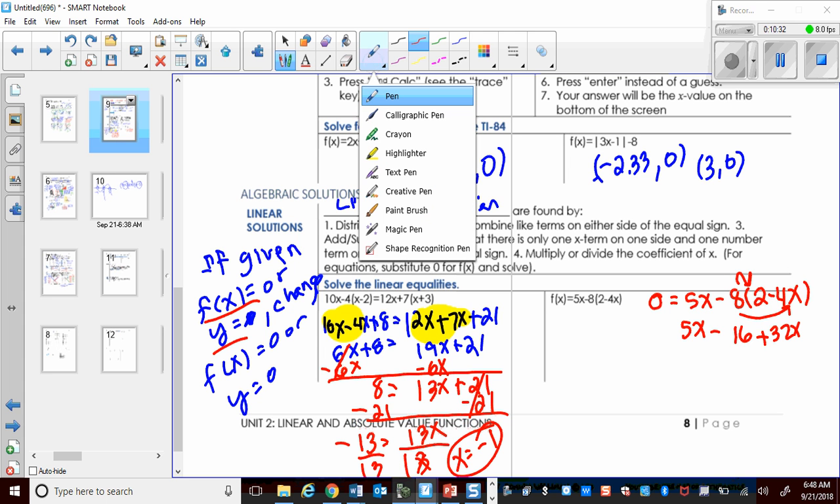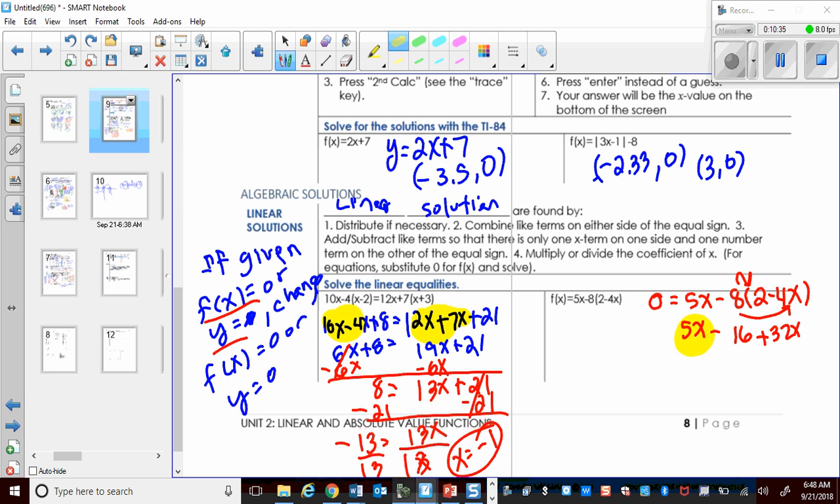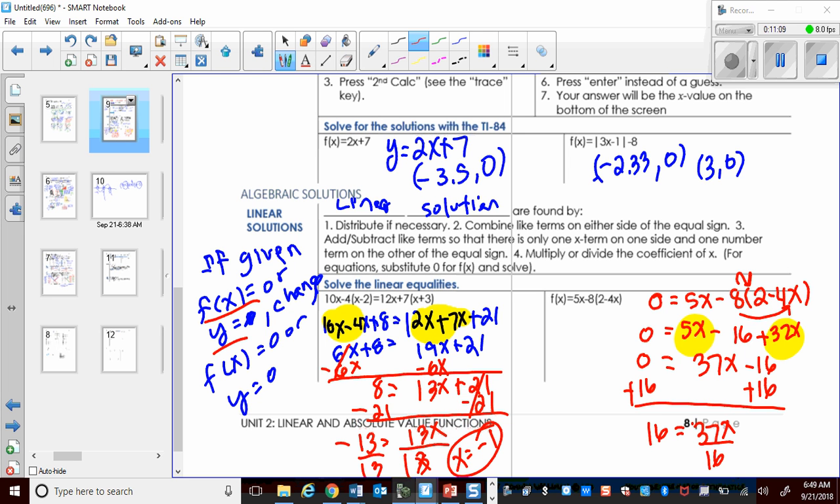Now I can combine like terms. If you're having trouble seeing the like terms, my like terms are 5x and 32x. Make sure you drop down to 0, guys. 0 equals 5x plus 32x, and we get 37x. All right. Now, I need to get the x term by itself, so I'm going to add 16 to both sides. And I get that 37x equals 16. Divide 16 on both sides, and x equals 37.